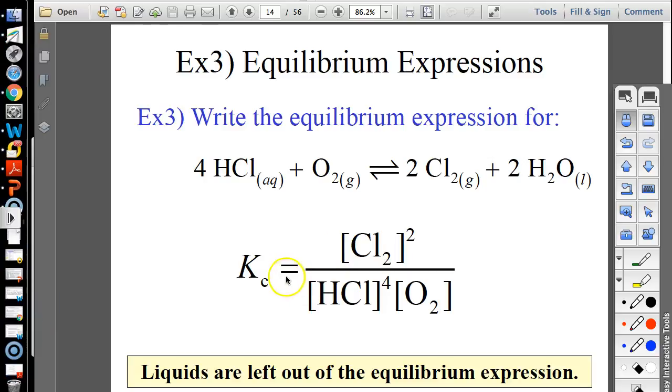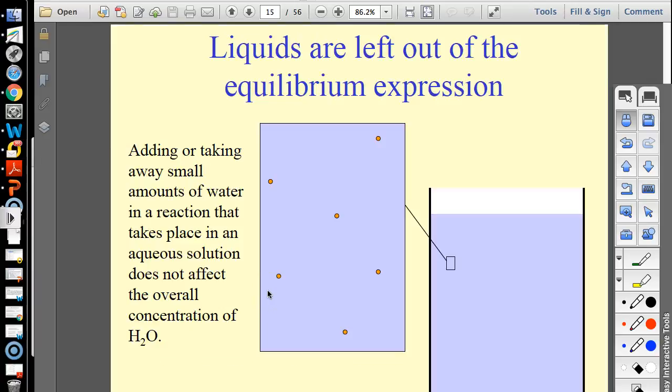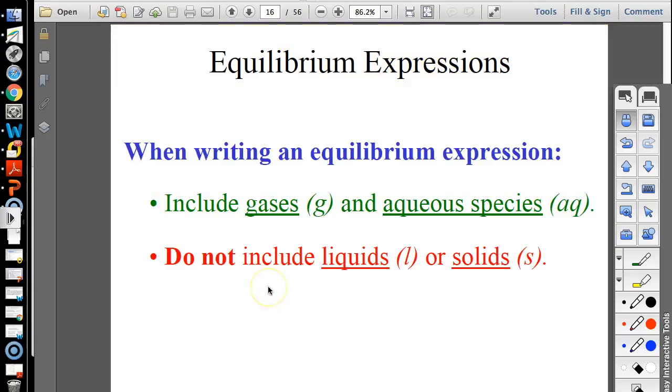That's for concentration. So if we're given molarity, Kc is what we're going to use. I did say that liquids are left out. Like I said, adding or taking away small amounts of water doesn't really change the overall concentration of water, for example. So again, it's just GACs, gases and aqueous, okay?